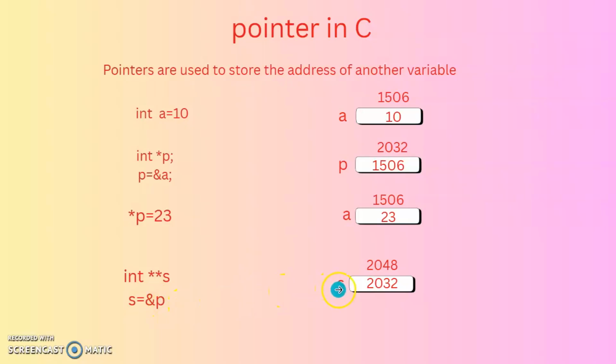So what is the value stored in s? Address of p. What is the address of p? 2032. So 2032 will be stored here. Can you understand now? So s is a pointer to pointer. That means this s is a pointer variable to store the address of another pointer variable to integer data type.